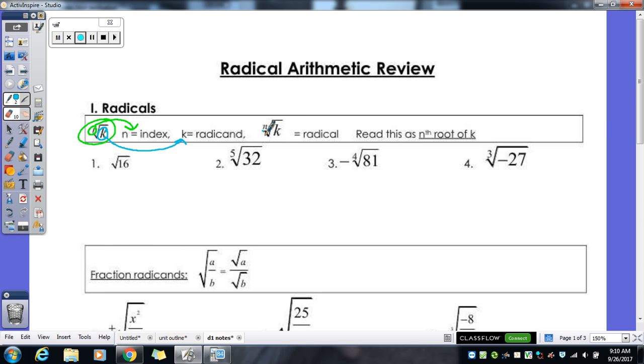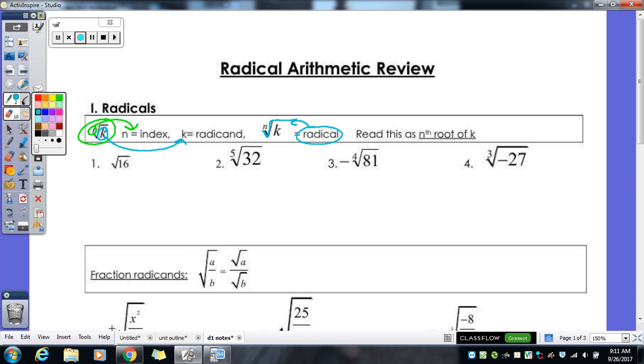So again, this symbol itself is the actual radical. We would read this notation, the nth root of k. So if there was a 2 there, it would be the second root of k. If there was a 3 there, it would be the third root of k.